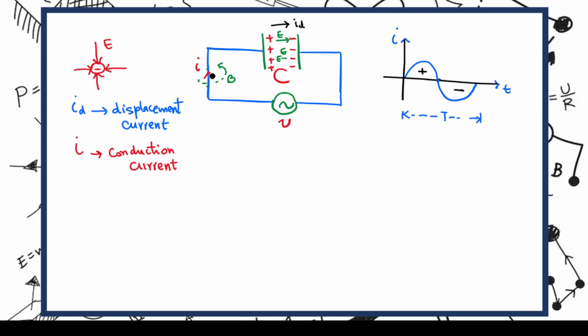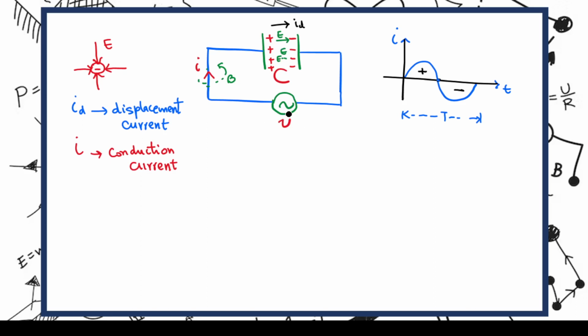Maxwell said, we know when a current flows through a conductor, a magnetic field is generated around it. Since current is just the flow of charges and an electric field is associated with each charge, a changing electric field creates a magnetic field. So why cannot a changing electric field here create some current? Though that current is not due to the flow of charges, it is due to the changing electric field.